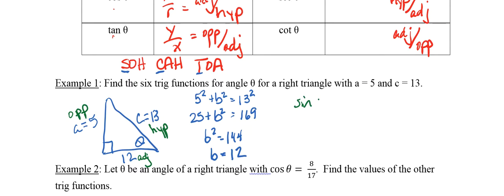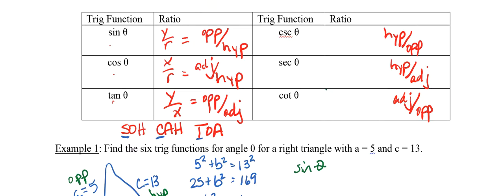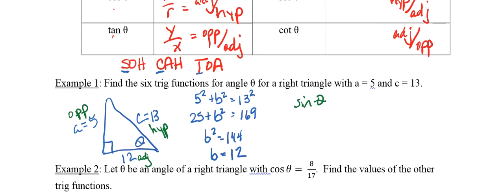So sine, if I look back up here, sine is opposite over hypotenuse. Look at my theta. The opposite side is 5. The hypotenuse is 13. So that is the ratio for the sine. Cosine is adjacent over hypotenuse. Adjacent is 12. Hypotenuse is 13. Tangent is opposite over adjacent. Opposite is 5. Adjacent is 12.